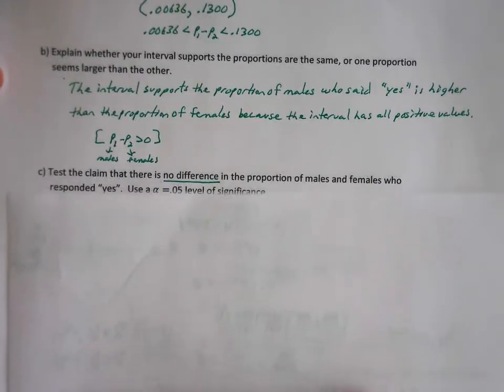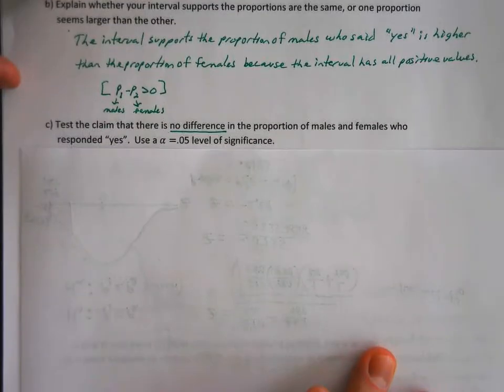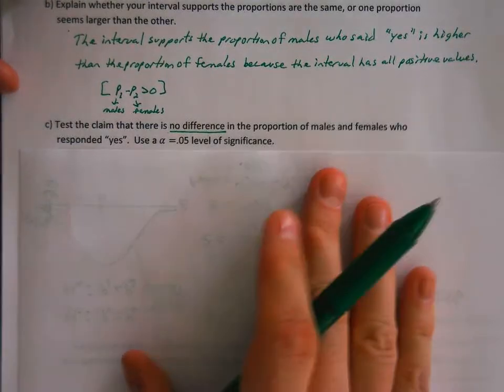Okay, part C, we're going to test the claim there's no difference in the proportion of males and females who responded yes. We're going to use an alpha of 0.05 level of significance. So now we're going to kind of start over and look at testing a claim, so this is a hypothesis test.